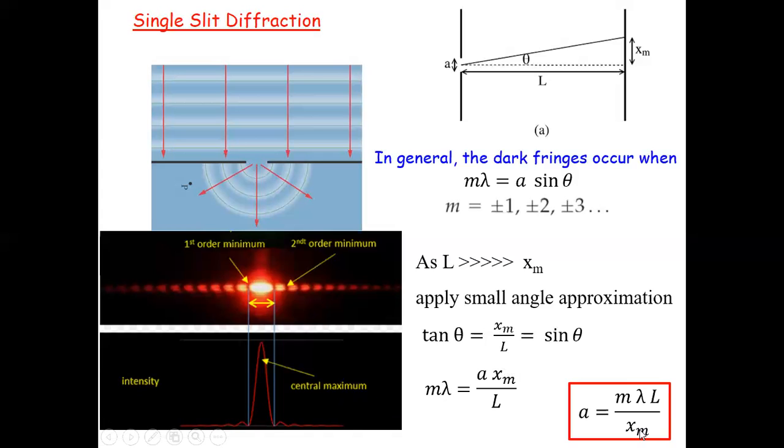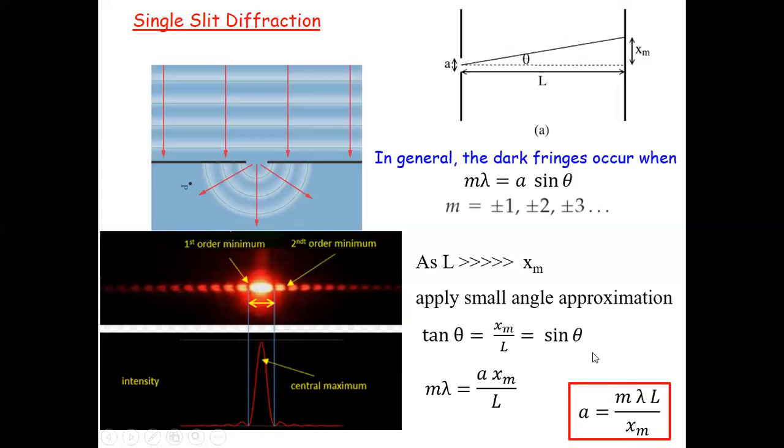M lambda L over xm. So the slit width of the single slit is given by this, where m is the order number of the dark fringe, lambda is the wavelength of the red light, L is the distance from the screen to the slit, which is 2 meters, and xm. Experimentally we are going to measure this value: x1 for m equal 1, x2 for m equal 2, and so on.